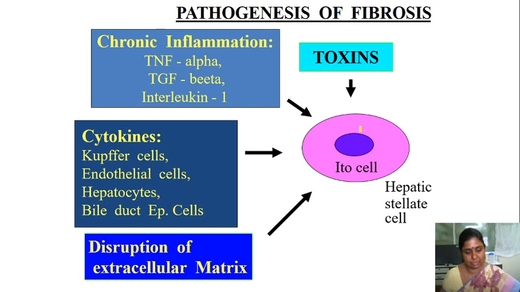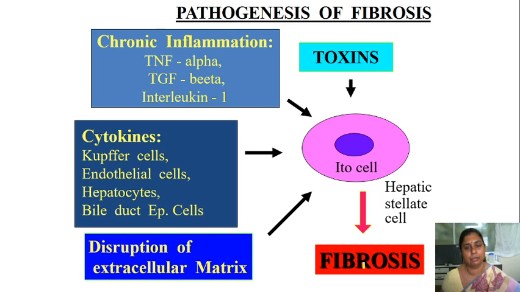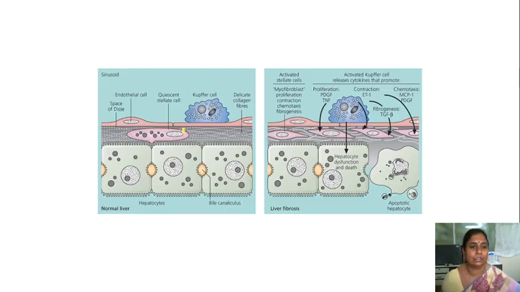This Ito cell is a dormant cell which is lying dormant, and it only has the function of storage of vitamins. But once all of these act on the Ito cell, it transforms itself into a myofibroblast, and this leads to the formation of fibrosis. Okay, so this is your Ito cell.